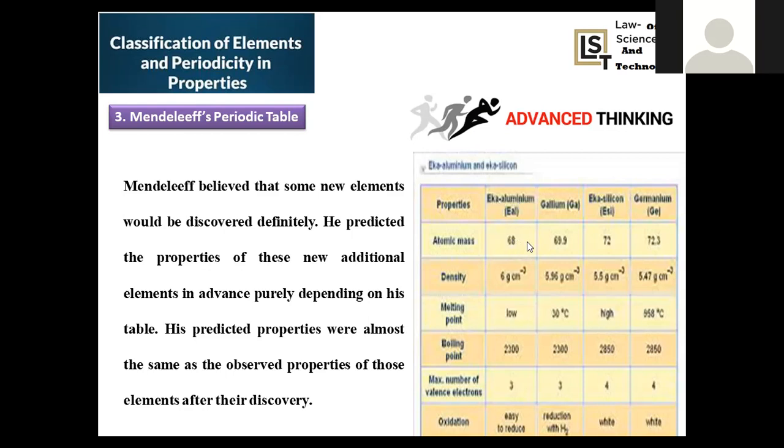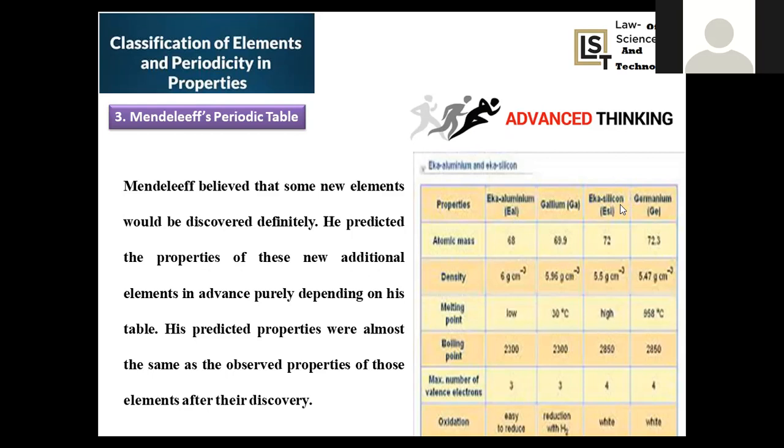He assumed its atomic weight is given as 68. After the invention of the element called gallium, its atomic weight is given as 69. There is a maximum resemblance in the atomic mass, even though he didn't know what element was going to be invented. That kind of advanced thinking he kept in this periodic table classification.